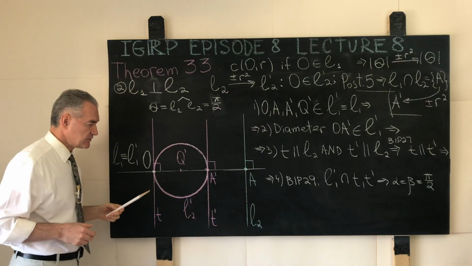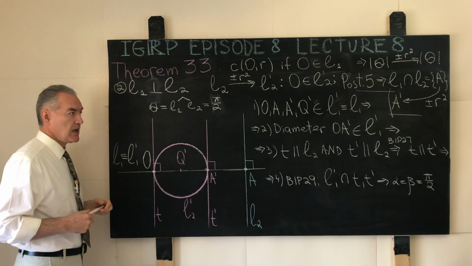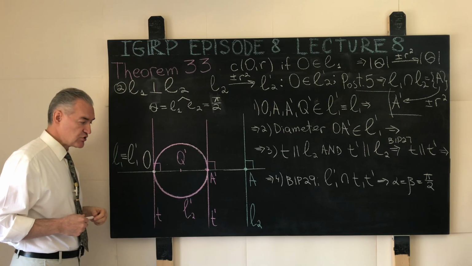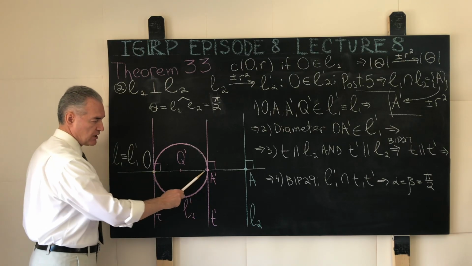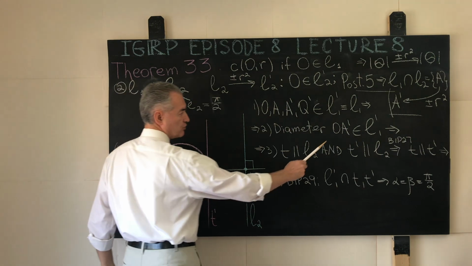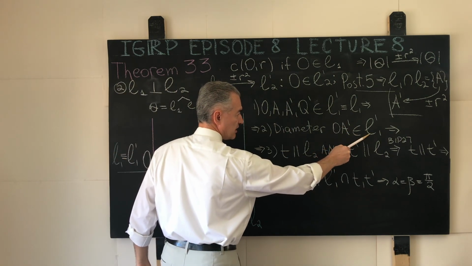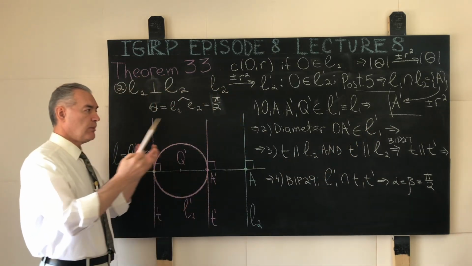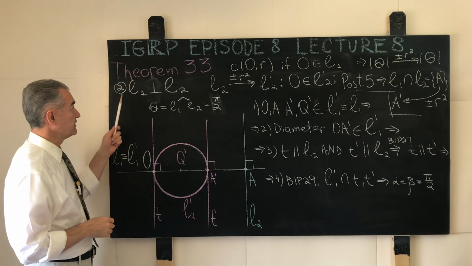And here the fact that all these points belong to one and the same straight line means that the diameter of our image circle L prime 2, or the line segment OA prime, as I showed over here, will belong to that straight line L prime 1. And now we go back to the argument that we presented in the previous segment for case number 1.